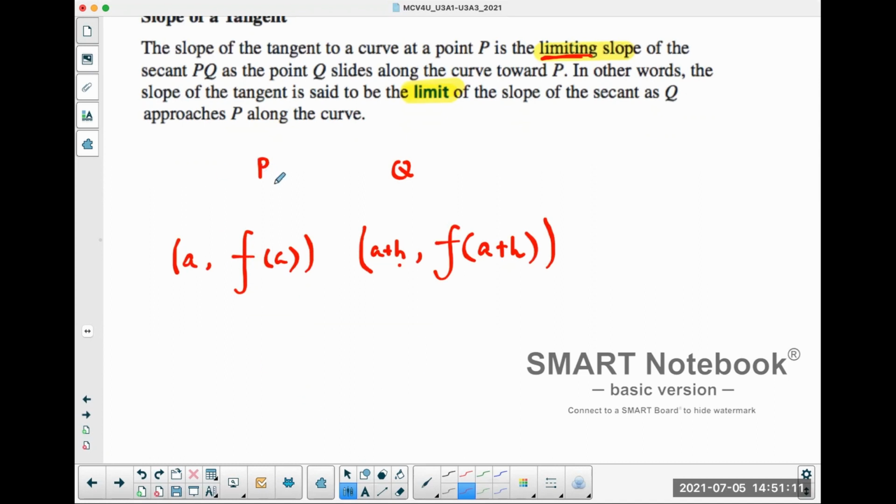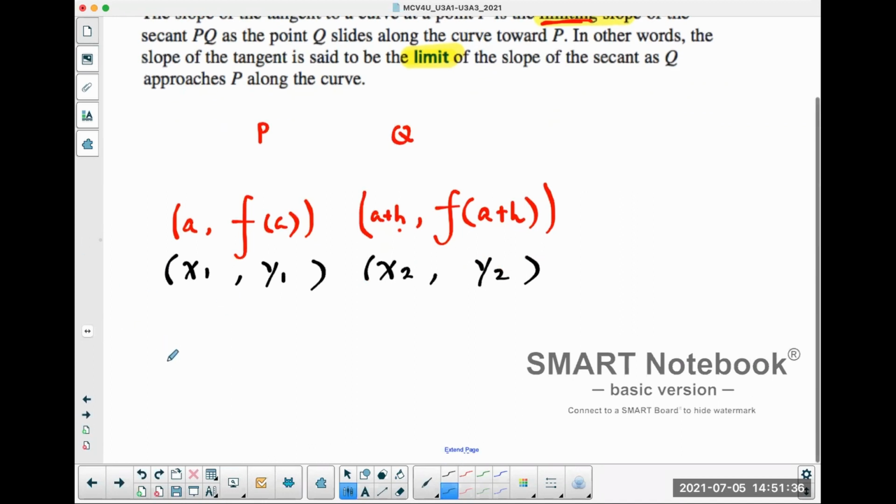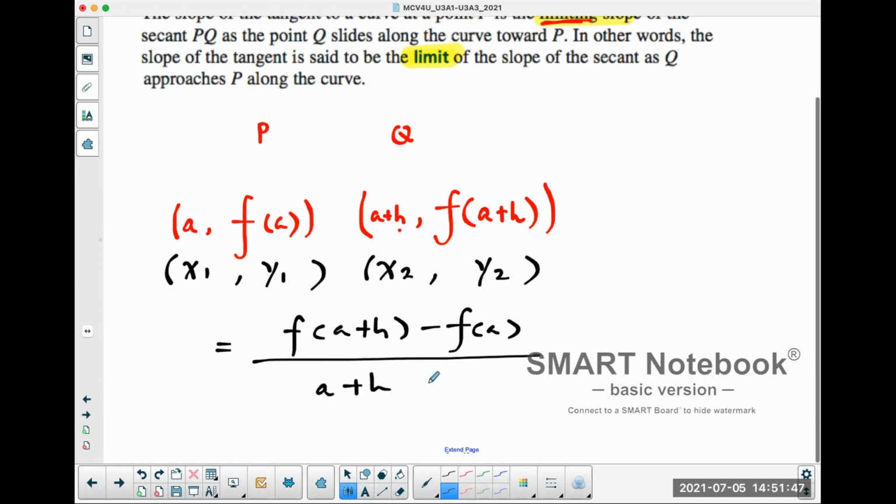So if point P is a and f at a, the x and the y values, and I call them x1, y1. And this point Q is a point that's so close to point P, just a little bit bigger, right? So this is the x value of point Q, and that's the y value of point Q. Then this slope of secant, which we have all been doing, is going to equal y2 minus y1 over x2 minus x1.